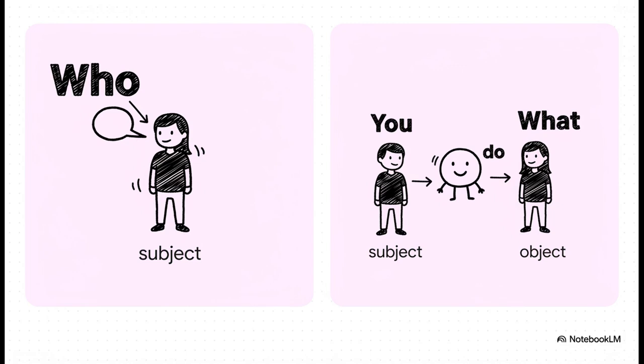Do, does, or did. Look at the left side. Who speaks English? Here, who is the subject. It's the one doing the speaking, so no helper verb needed. But now look at the right. What do you want? In this sentence, the subject is you. The question word, what, is the object. And when that WH word is the object, you have to call in the helper do to make the question work.